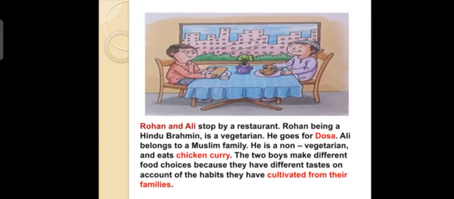Rohan and Ali are very good friends. Rohan and Ali stop by a restaurant. Rohan, being a Hindu Brahmin, is a vegetarian, so he goes for dosa. Ali belongs to a Muslim family. He is a non vegetarian and eats chicken curry. The two boys make different food choices because they have different tastes on account of the habits they have cultivated from their families.